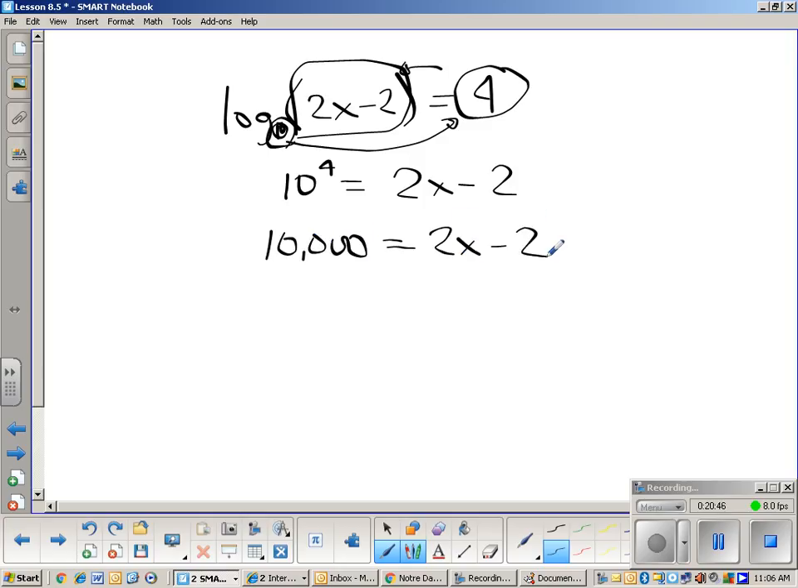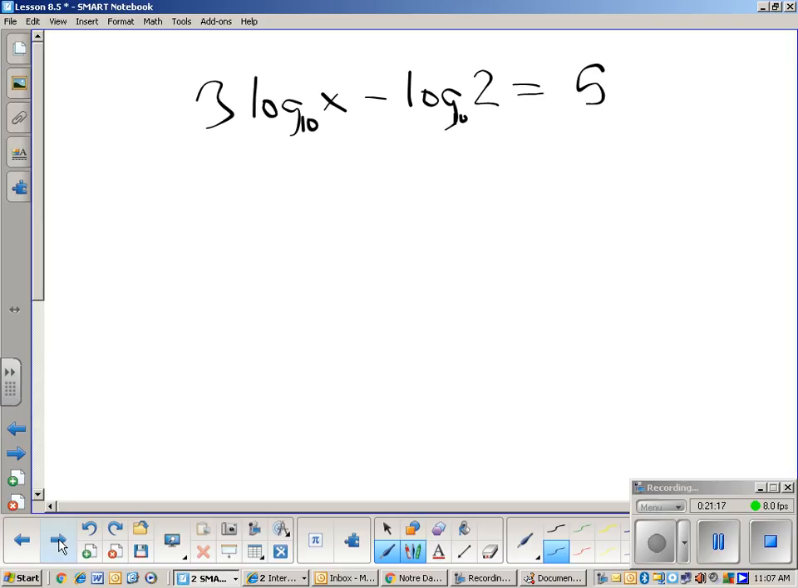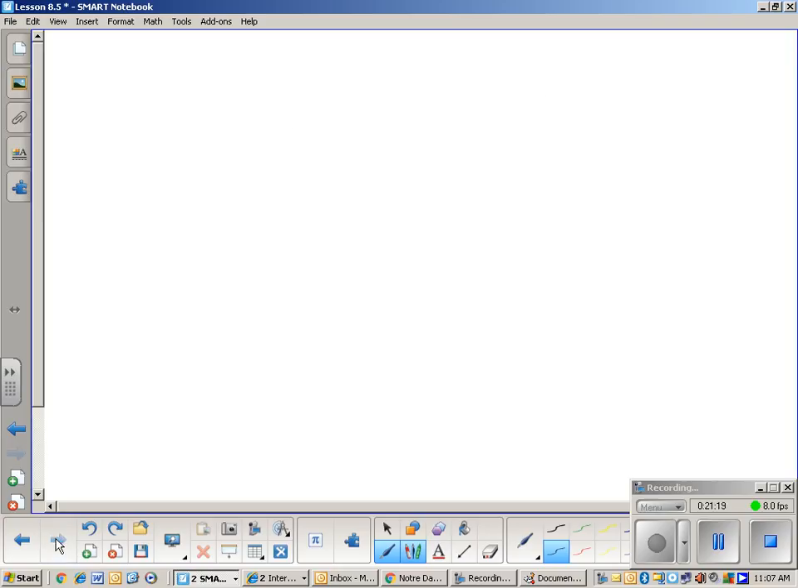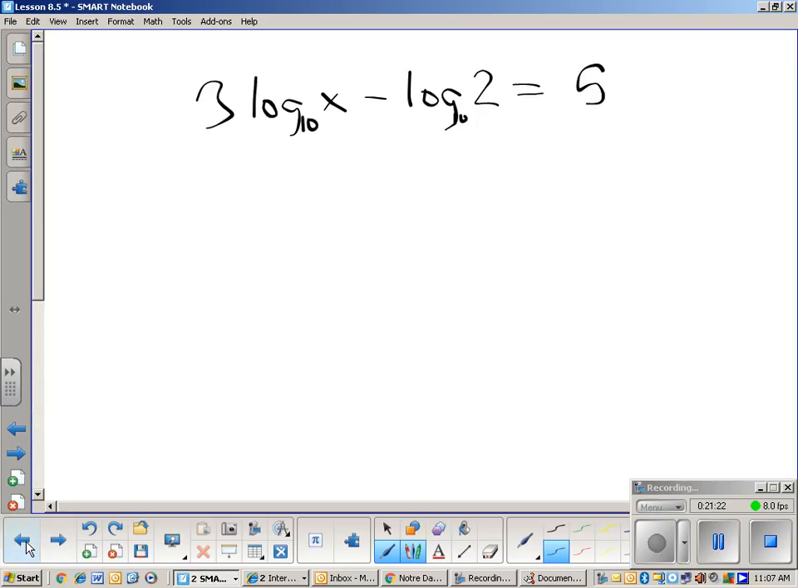Might be big and ugly, but it's not hard to solve, is it? Add 2 to both sides. 10,002 equals 2x. Then divide by 2. 5,001 equals x. Pretty simple. That's why I only gave you one. I was going to say I only gave you one example, but you'll see why I have a second one here.